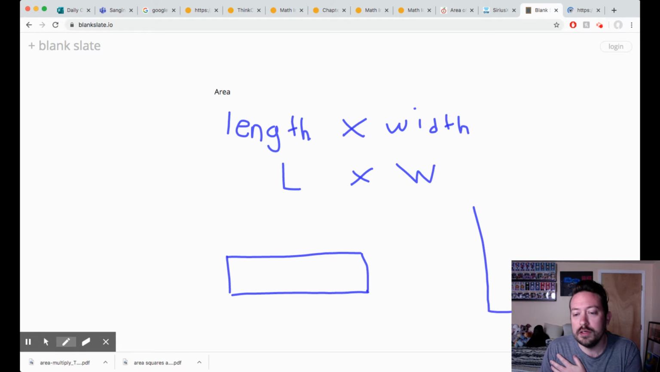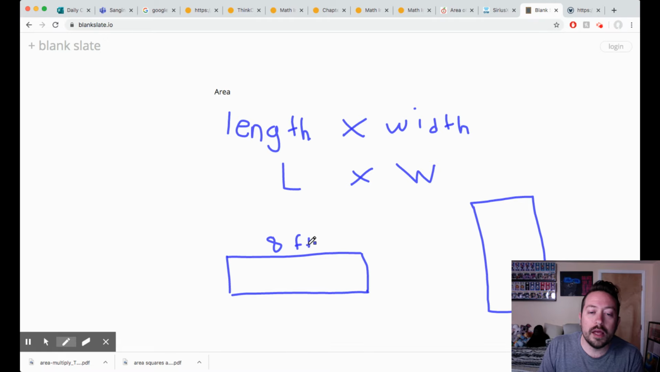All right, so just a couple examples, and this will be a really quick video because I think you guys will be able to do this with no problem. So if, for example, this was 8 feet long and 3 feet wide, the width and the length, in order to solve this, the only thing you have to do is multiply. You're just going to multiply the two numbers. So 8 times 3 equals 8, 16, 24.